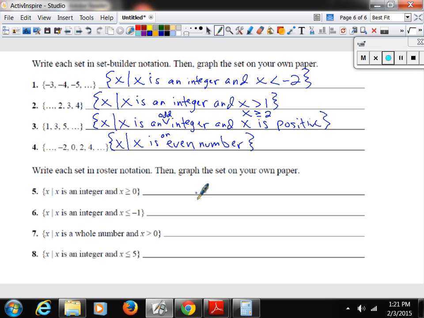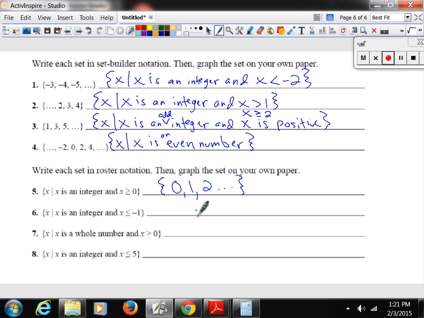The last one is called roster notation. So we want to actually write the first 3 numbers that we would use here. X is an integer and x is greater than or equal to 1. Not 1, greater than or equal to 0, sorry. So 0 is going to be starting. Then 1, because the next number is 1. The next integer would be 2, and then you could put your 3 dots. Once you've got 3 numbers, you could then put your 3 dots.